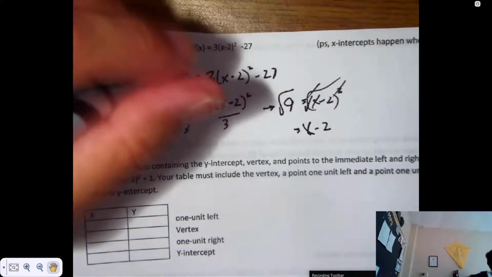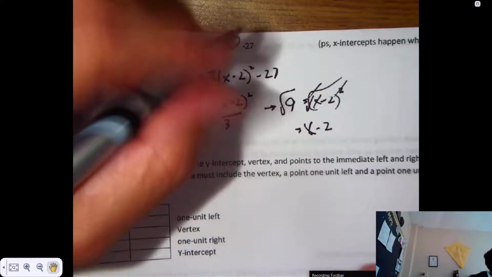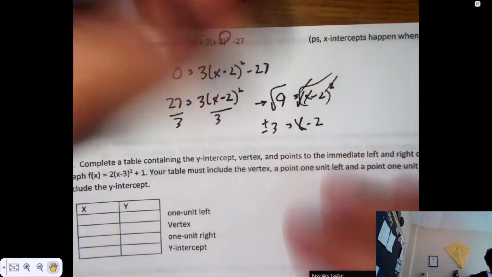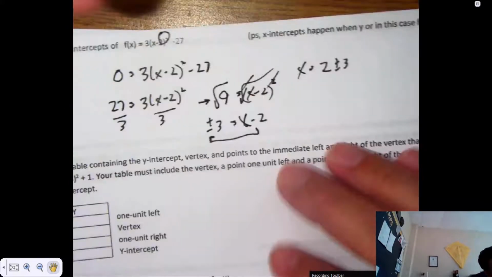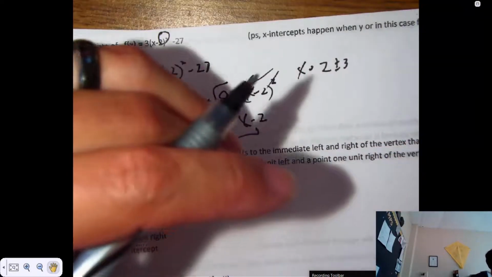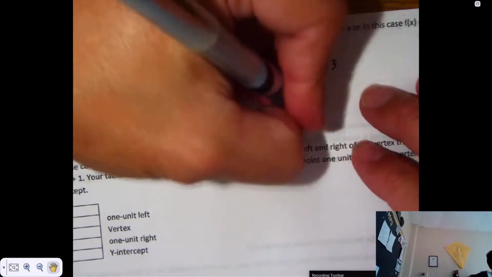Now, we talked about this. If you see a 2 up here, you better have plus or minus, or a panda dies. Root of 9 is 3, plus or minus 3. We're going to add 2. So x is 2 plus or minus 3. Notice the order I'm writing this in. If we do 2 plus 3, we get a 5. If we do 2 minus 3, we get a negative 1.